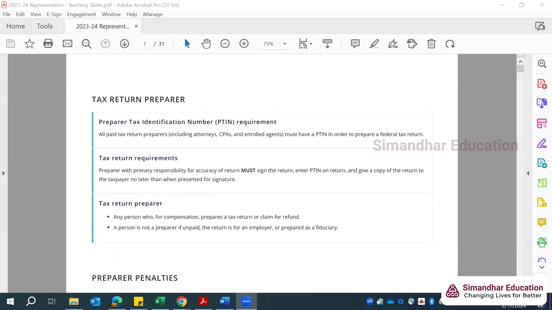So today we are going to start with our first topic, that is preparing returns. All right. So what are we going to cover under this topic? We are going to cover preparing returns. That means who can prepare returns. Then we are going to cover the positions and disclosures.